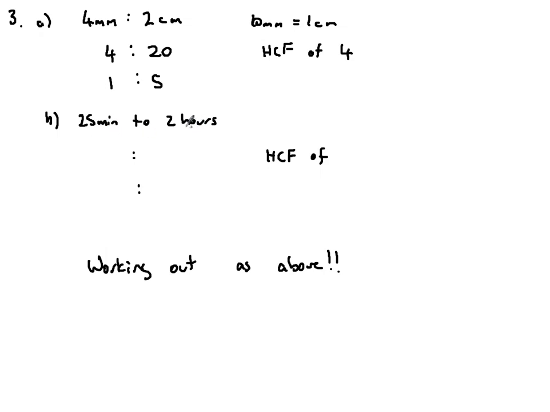Here we've got minutes on one side and hours on the other. There are 60 minutes in an hour. So 2 hours will be 120 minutes. 25 minutes and 2 hours. Highest common factor of 25 and 120 is 5. So that will give me 5 is to 24.